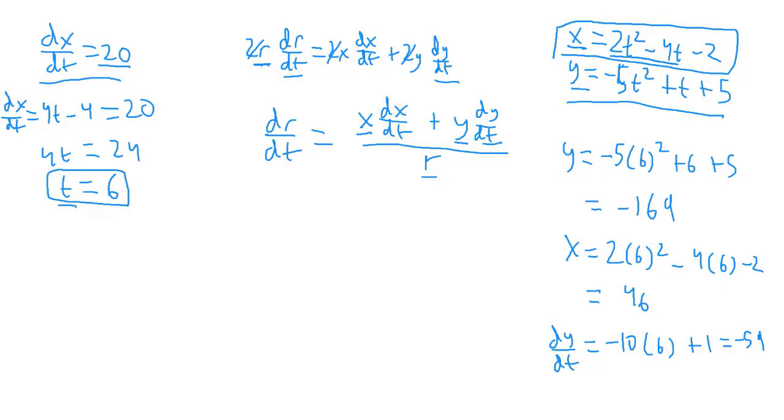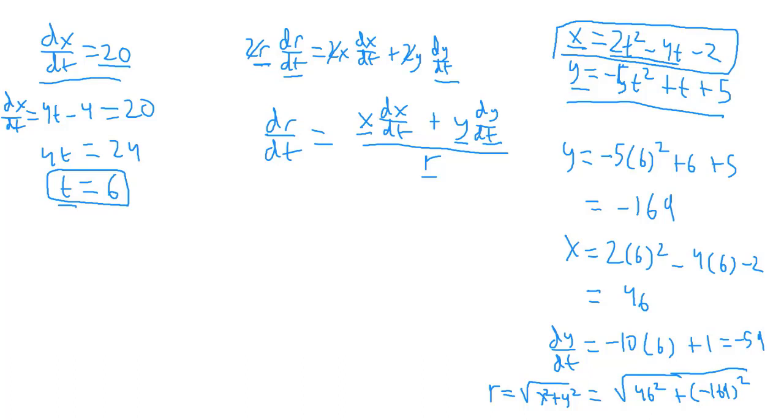And finally, our r is equal to the square root, going back to the first equation we had for r, of x squared plus y squared, which equals the square root of 46 squared plus negative 169 squared.